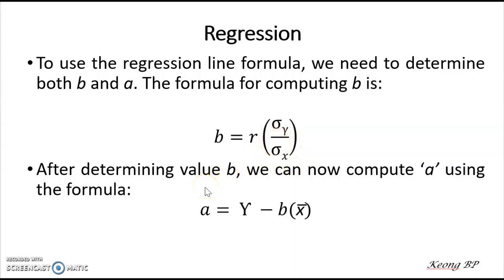After we have determined the value of B, which is the slope, now we must compute the value of A. A is equivalent to C of the algebra linear line equation, which is the y-intercept. It is calculated by the mean of the height minus the value of B times the mean of the weight.